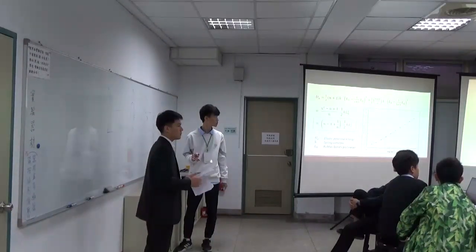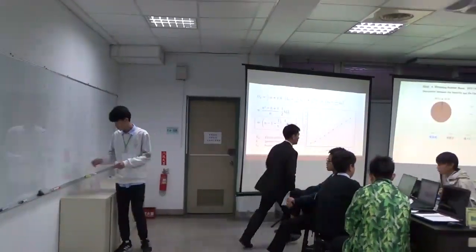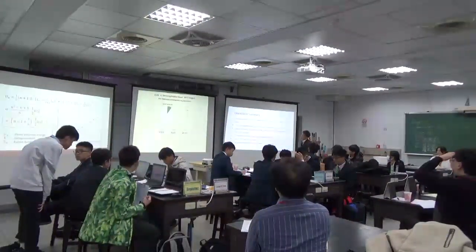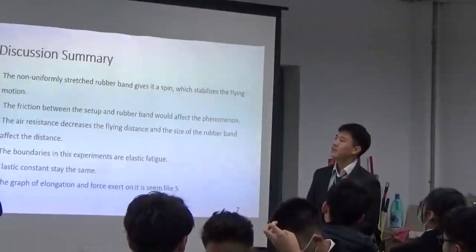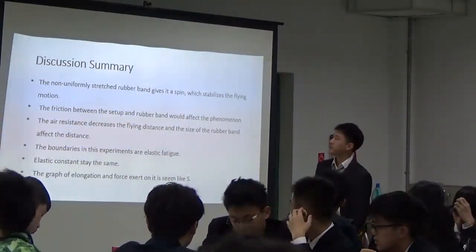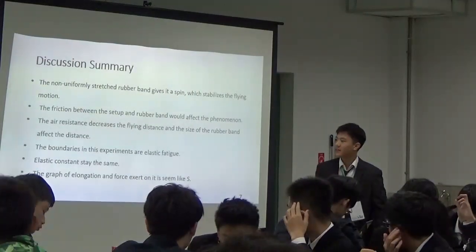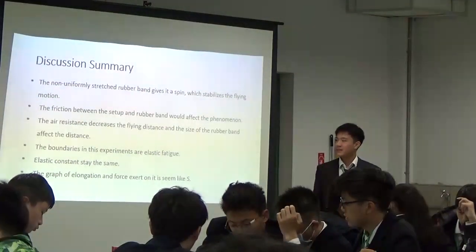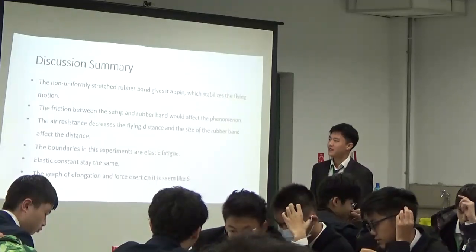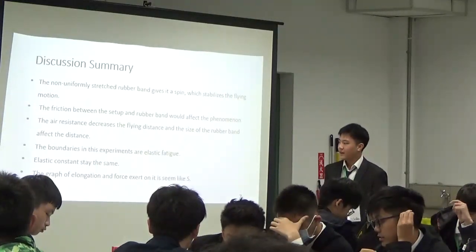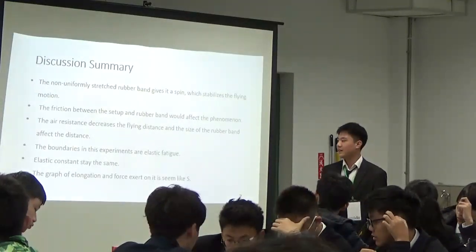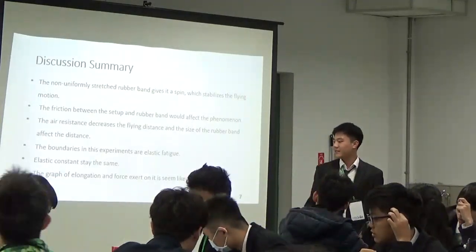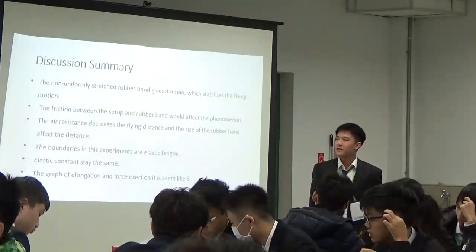Okay. The opponent, please summarize the discussion. This is my summarization of the discussion. The non-uniformly stretched rubber band gives it a spin, which stabilizes the flying motion. The friction between the cell and the rubber band will affect the velocity, and the air resistance decreases the flying distance and the size of the rubber band. The boundaries in these experiments are elastic fatigue. And then the graph of the elongation and the force exerted on it seems like an S shape. Okay, thank you.